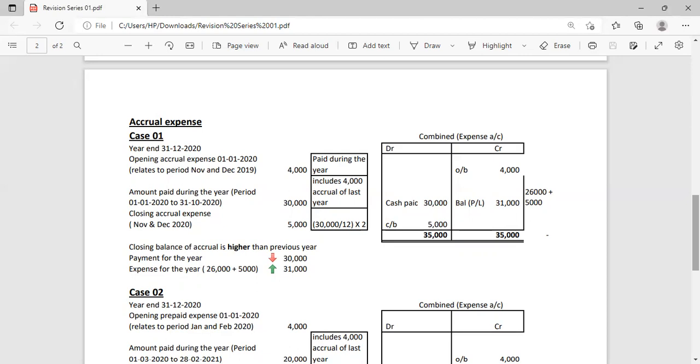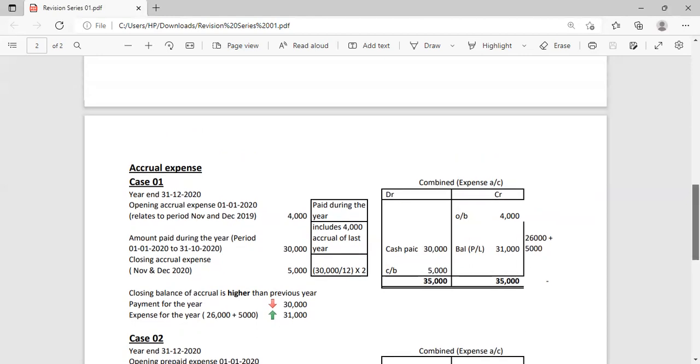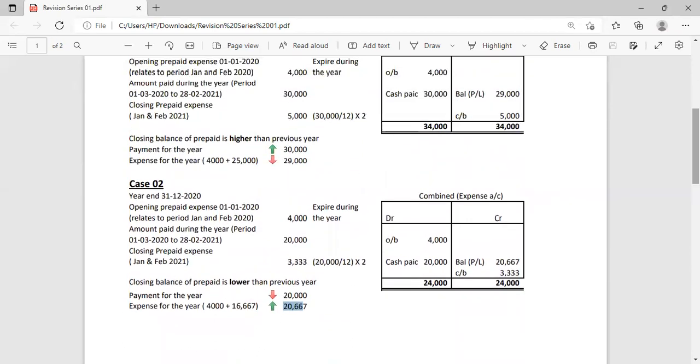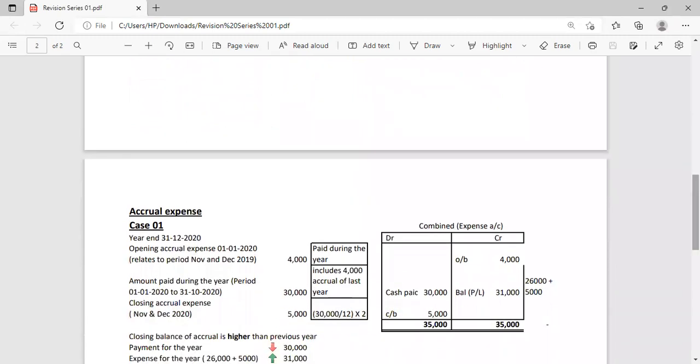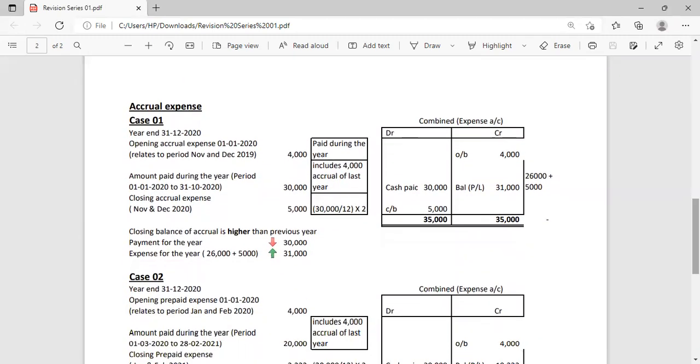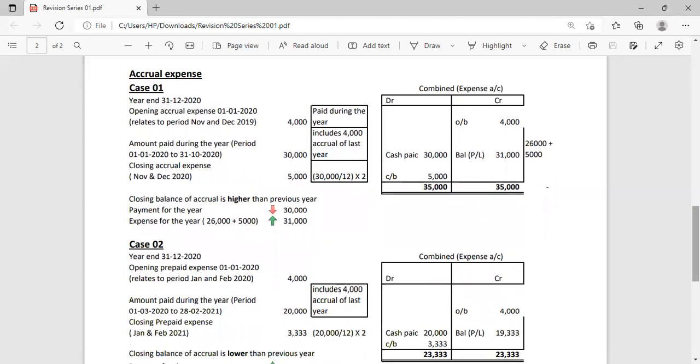The entry of the accrual expense is expense account debit, accrual expense account credit. Accrual expenses are liabilities, and prepayments are your current assets. Accrual expenses are your current liabilities. Here I have also prepared case studies 1 and 2 where you can understand what will happen if the opening and closing balances change. This is mostly for MCQs, but you can also understand how to prepare a ledger or T account.